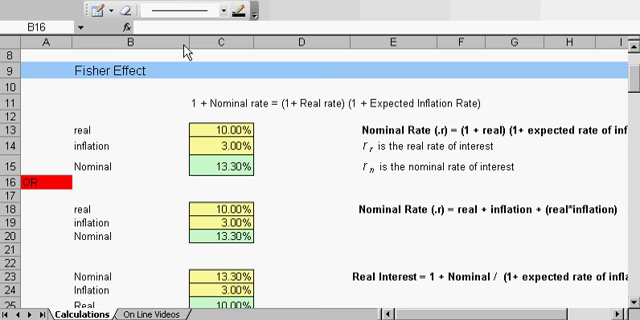The real interest rate corrects the nominal interest rate for the effect of inflation, and this will tell us how fast our purchasing power on our saved money will rise over time. An easy estimation for the real interest rate is the nominal interest rate minus the expected rate of inflation.